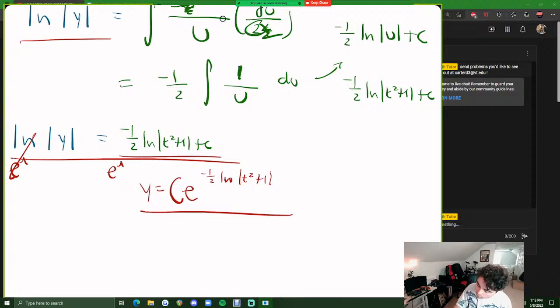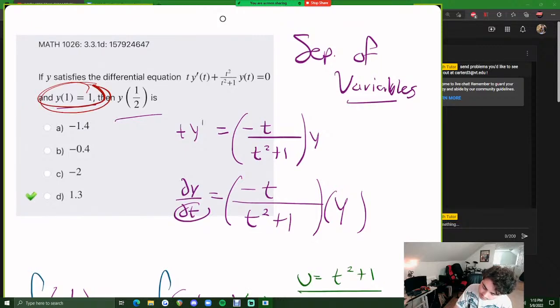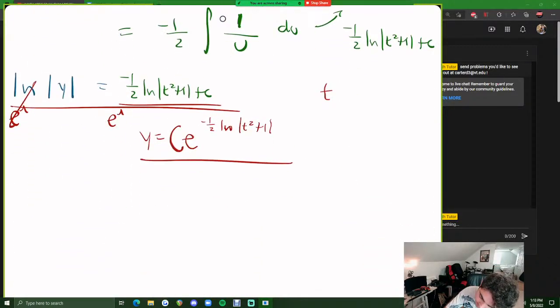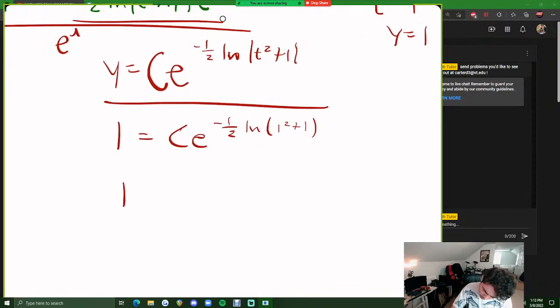All right, so our goal now is to solve for C, and again, we will do that by using the initial condition, or this condition they give us. So they're telling us that when t equals 1, then y should equal 1, which means if we plug in 1 for y and 1 for t, it should allow us to solve for C. So what do we have up here? We have 1 equals ce to the negative 1/2 ln of 1 squared plus 1, which is ln of 2.